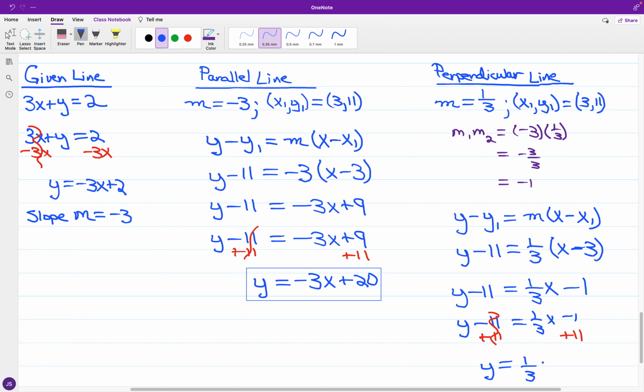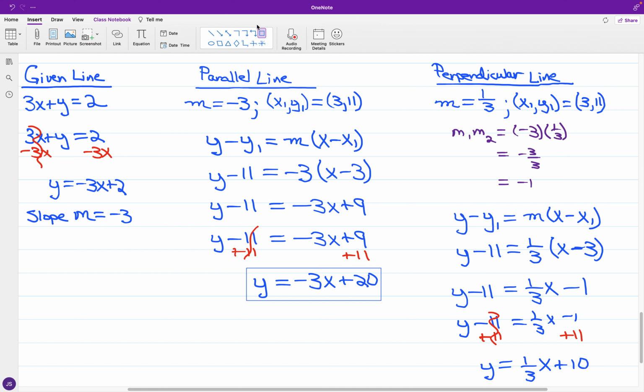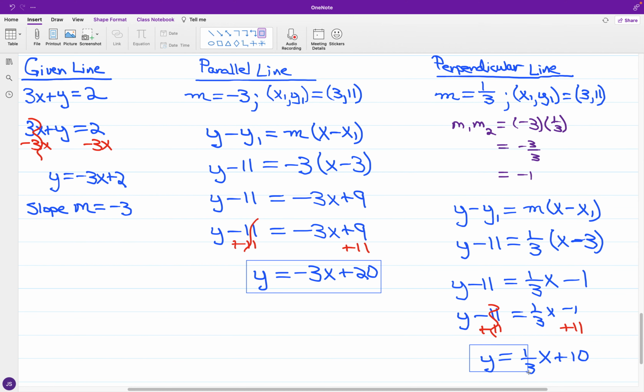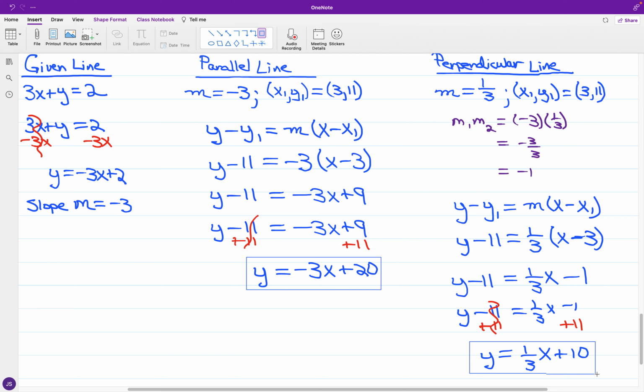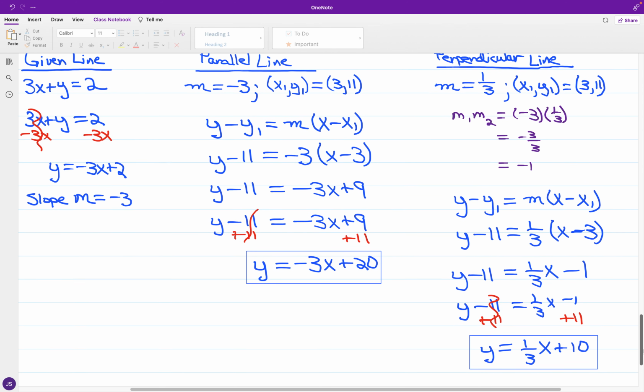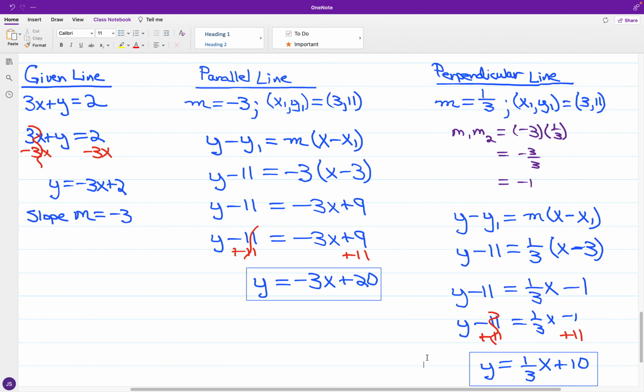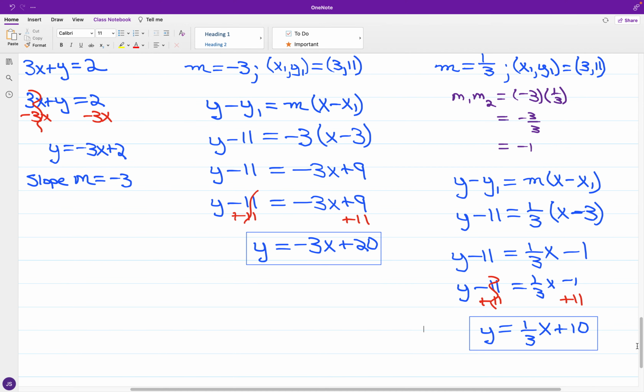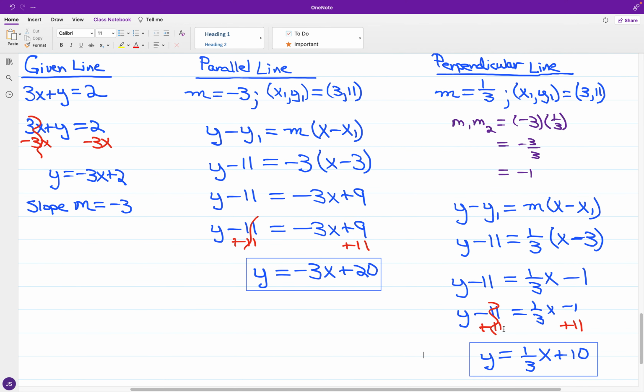1/3 of x plus 10. And again, you have y is equal to 1/3 of x plus 10 as the slope-intercept equation for the perpendicular. And just to double check the accuracy, again, we have y at 11 on the left-hand side of the equation, just like for the parallel line. And I want the right-hand side to be 11 as well.